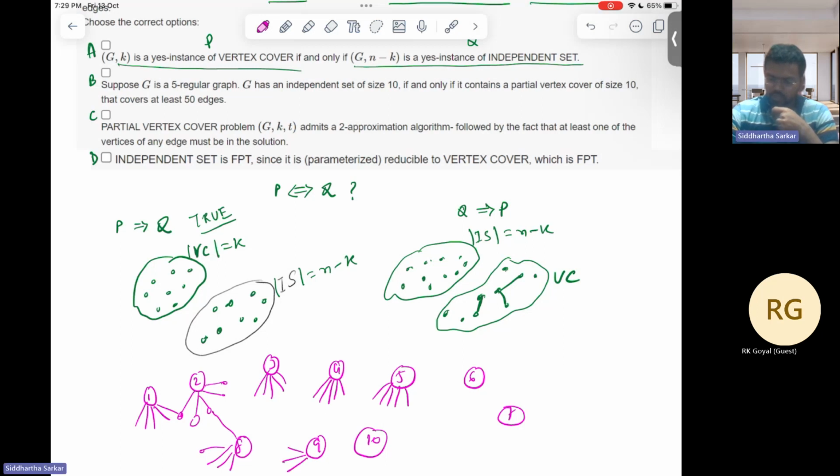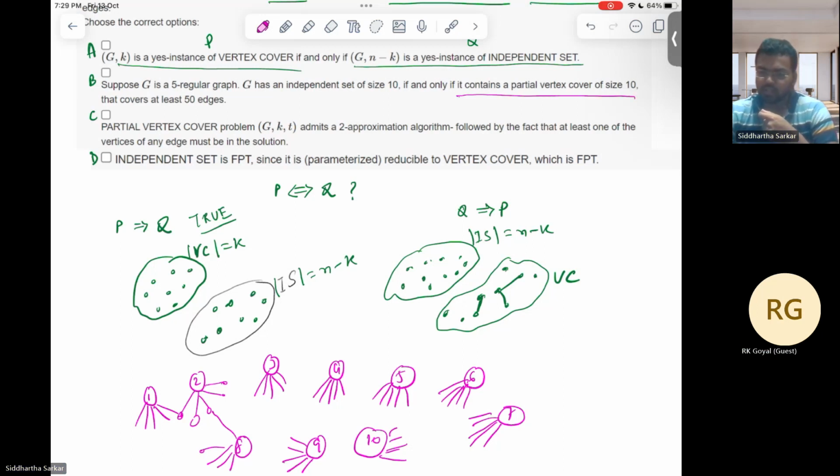Now, you are asked the following. Let me finish drawing the 5 neighbors of every vertex in the independent set. So the implication is that if this is the case, then this graph contains a partial vertex cover of size 10 that covers at least 50 edges.